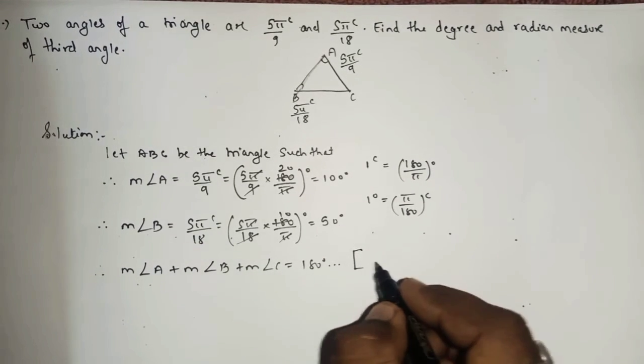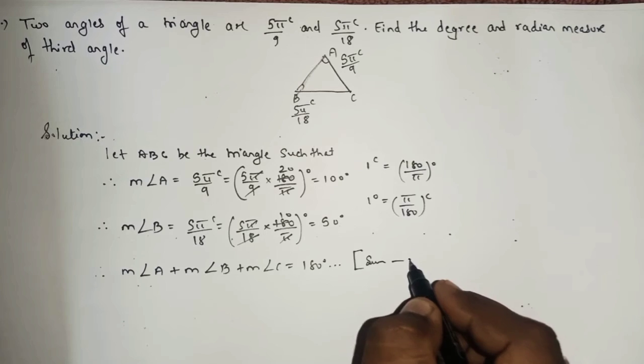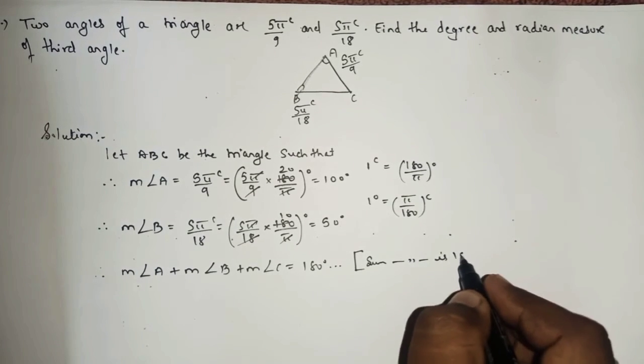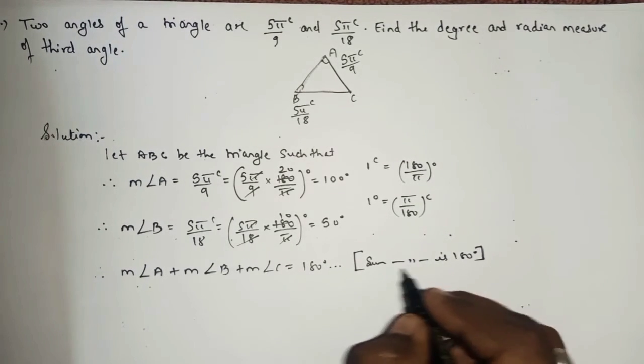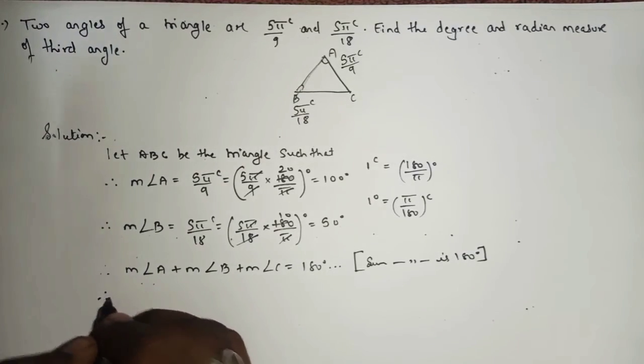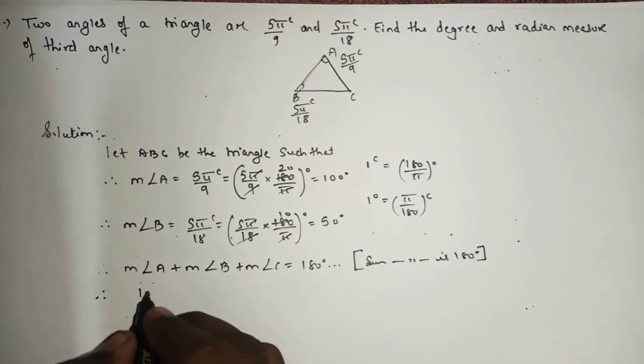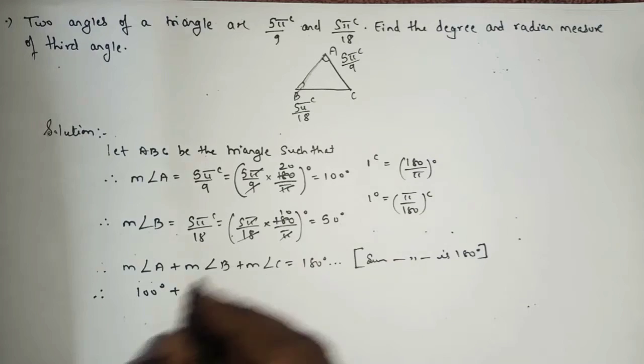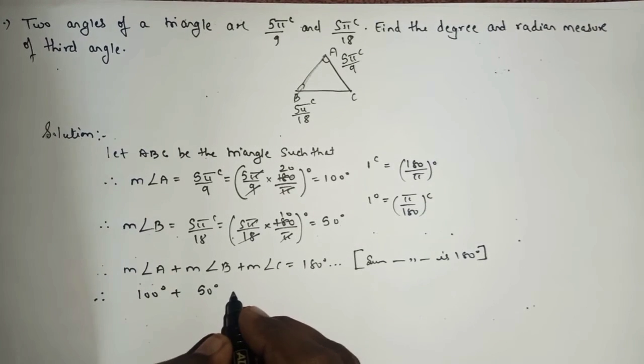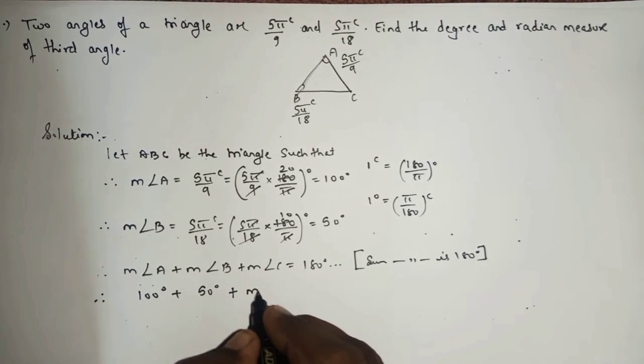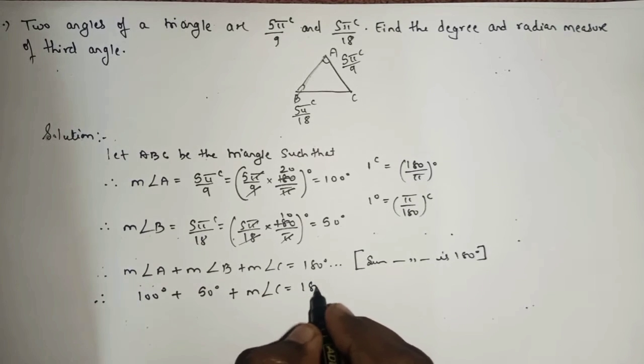Here you can write the reason. The sum of the measure of the interior angles of a triangle is 180. Please write this step by yourself. So here the measure of angle A is 100, and the measure of angle B is 50. We have to find angle C in both systems.